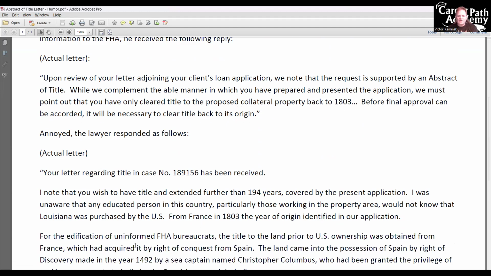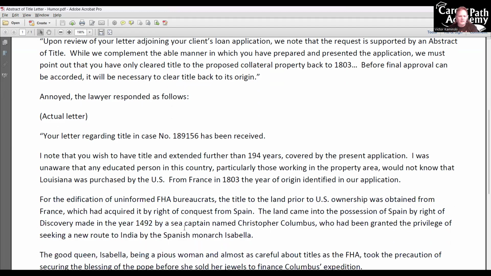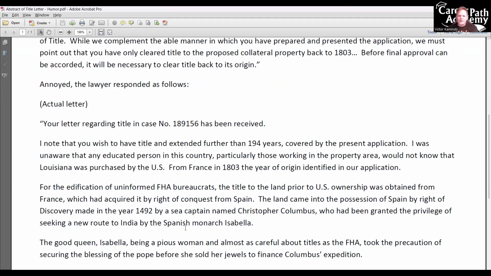For the edification of the uninformed FHA bureaucrat, title to the land prior to the U.S. ownership was obtained by France, which had acquired it by right of conquest from Spain. The land came into possession of Spain by the right of discovery made in the year 1492 by a sea captain named Christopher Columbus, who had been granted the privilege of seeking a new route to India by the Spanish monarch, Queen Isabella.